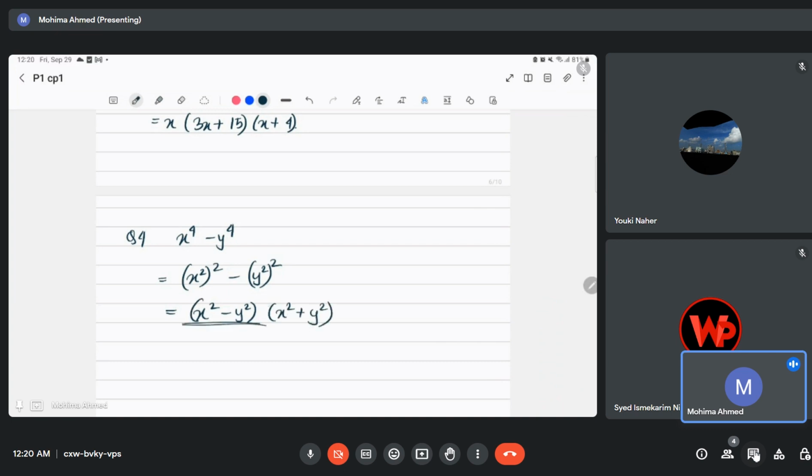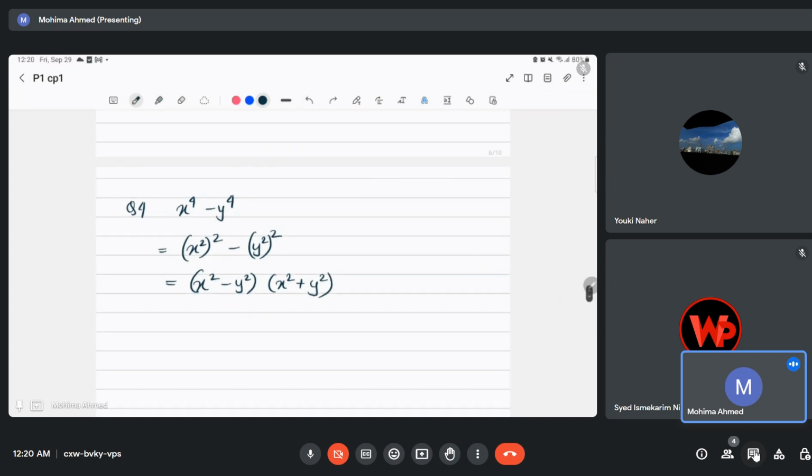Now again, this pair at the front is again playing the role of a square minus b square. So you can further break this down as x minus y, x plus y with x square plus y square. We cannot break down the positive ones, so we will just continue with x square plus y square till the end of our working. Is there any question from this question board?